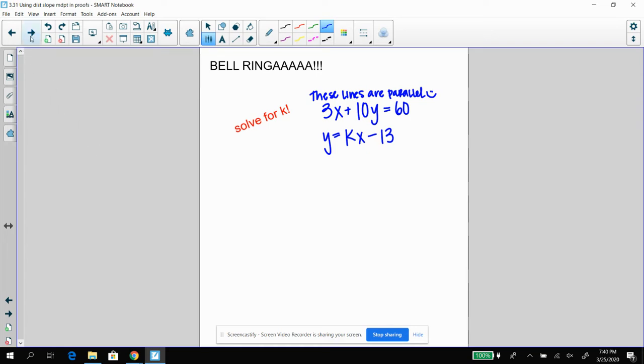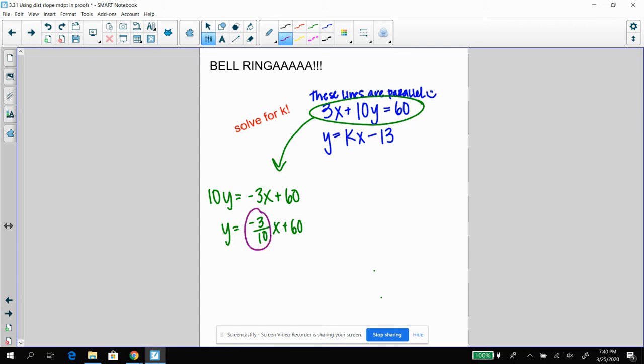All right, so we are back, and I wanted to give you the solution. What you've got to do is get this first equation into y equals mx plus b form, so you can have some idea of what our slope is. And right here, you see that our slope is going to be negative 3/10 x plus 6. Divide everything by 10. And so you know that if the slope of this one is negative 3/10, then the slope of this one, which is our k, also has to be negative 3/10. Did you get it right? Of course you did. You're so smart.